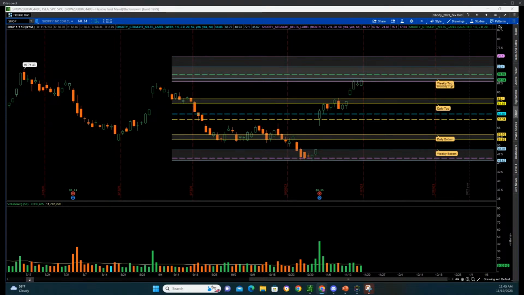Yeah, they split it. They did like a 1 to 10 split, I think. Say it again. I remember, I think they did a 1 to 10 split because I remember it was a $700-something stock. Oh yeah, they did a bunch of splits.